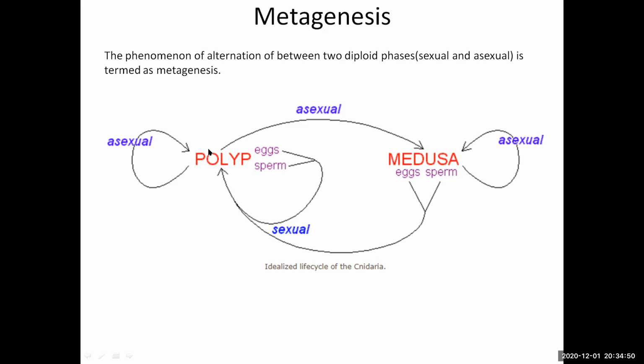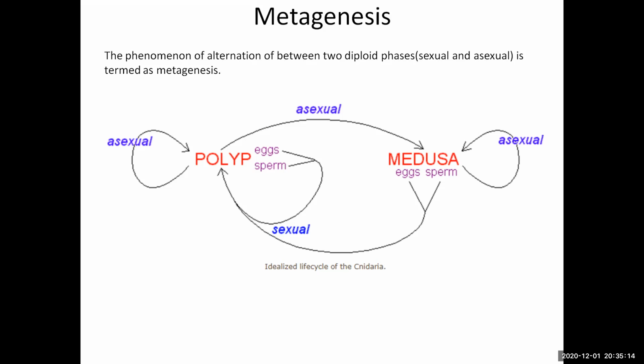In Obelia we have seen that it had two polyp forms. The polyp blastozoid reproduced asexually to form medusa and the medusa reproduced sexually to form polyp. Such type of alternation between two diploid phases is called metagenesis. But a question which is asked in exams is where metagenesis is absent.